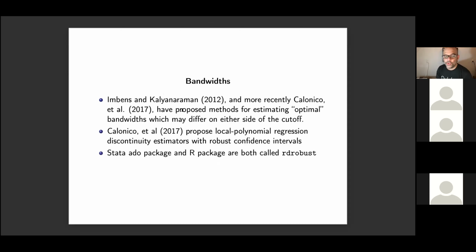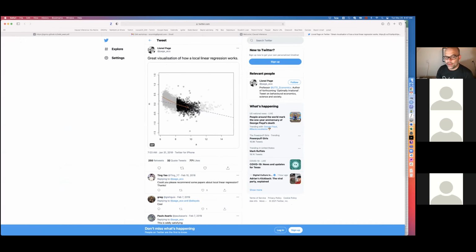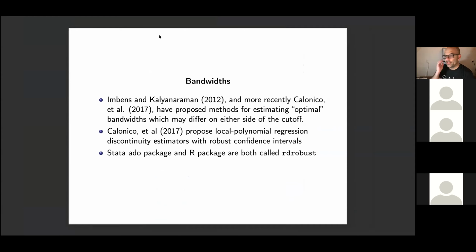So there's two historical papers that estimate how big that bandwidth should be. Should it be this big? Should it be this big over here, but this big over here? It allows for lots of different data-driven sizes to the data set to create those bandwidths.